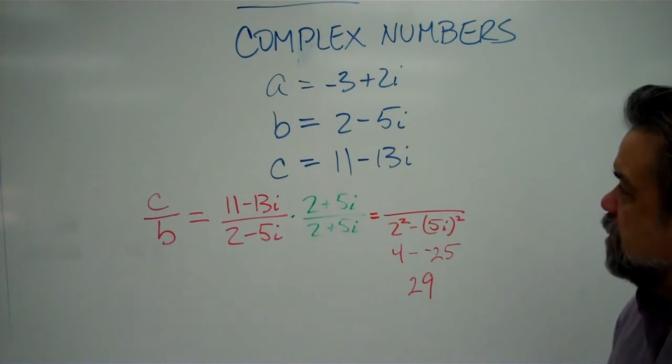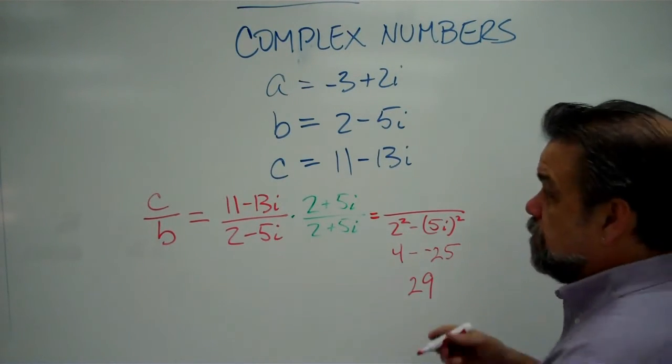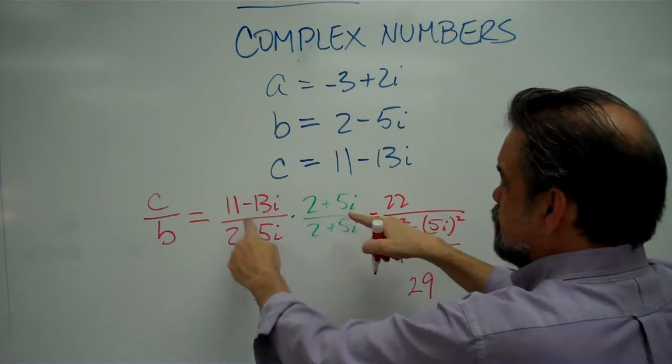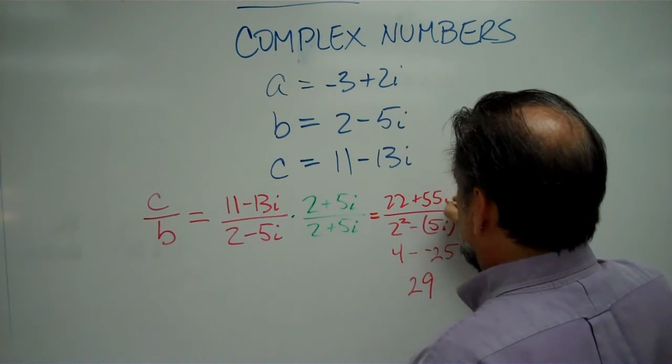Now let's figure out what the numerator is. Again, we'll FOIL. 11 times 2, 22. 11 times 5i, 55i.